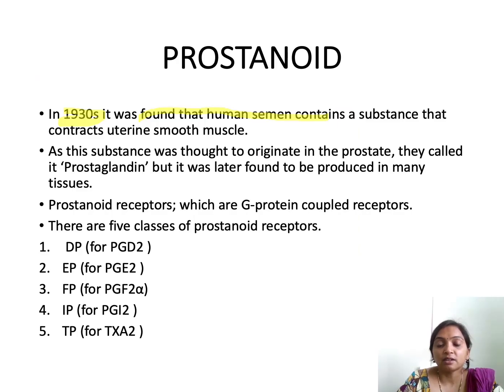These prostanoids act through the prostanoid receptors. They are G protein coupled receptors, and there are many prostanoid receptors like DP, which is for prostaglandin D2, EP for prostaglandin E2, and FP for PGF2 alpha. IP is for PGI2, and TP for thromboxane A2.